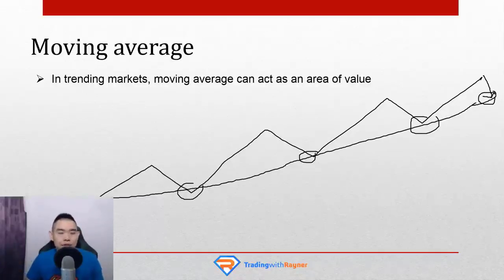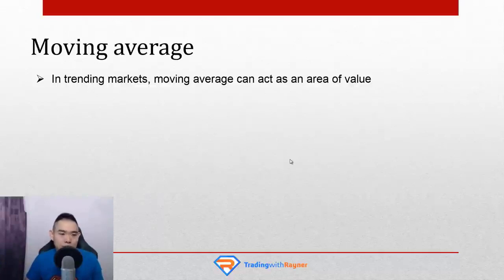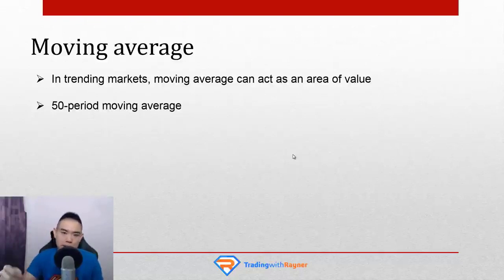So which moving average do we use? We have 1 to 1,000. For me personally, I like to use the 50-period moving average because with the 50-period moving average, the trend usually tends to be a healthy trend where you can see the ebb and flow of the trends very clearly. You can see the pullback. It's not very shallow, it's not very deep. To me, it's just nice.